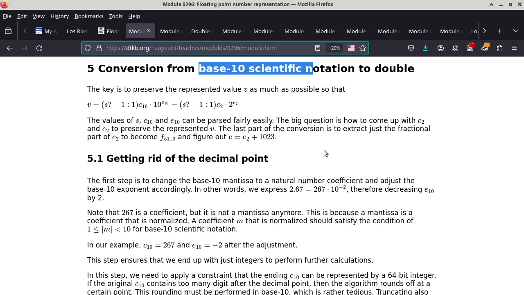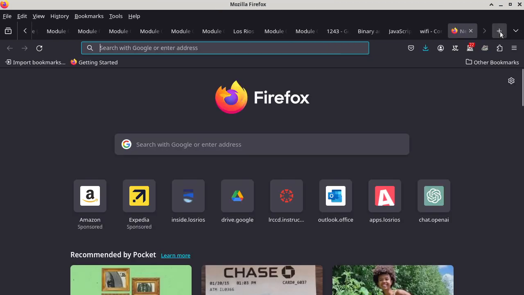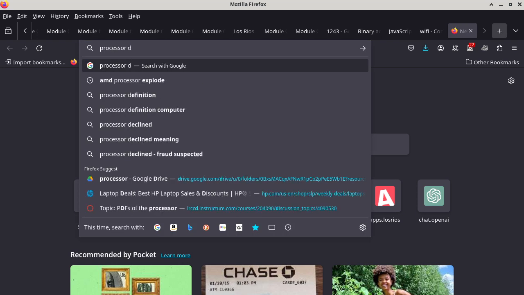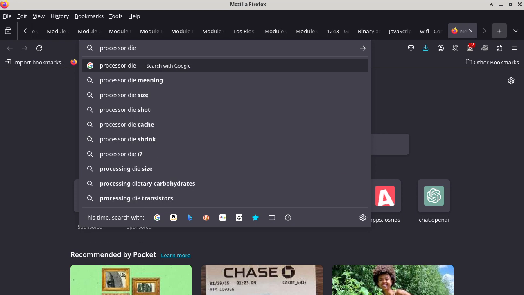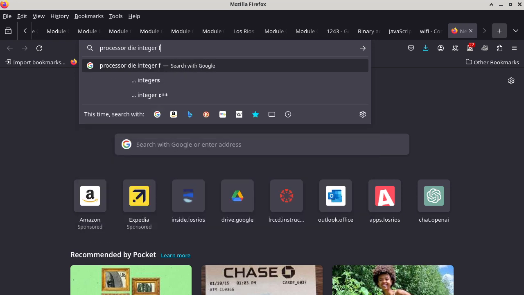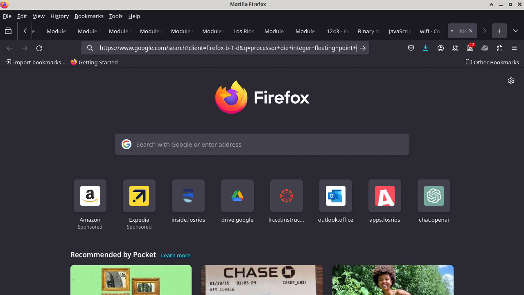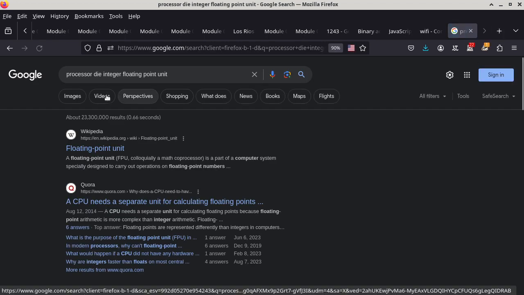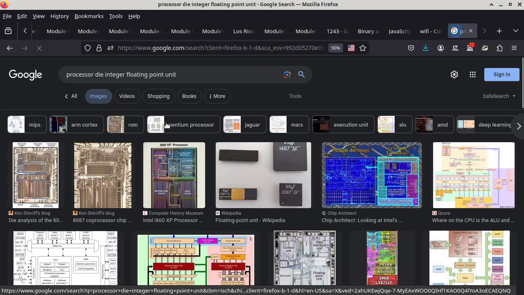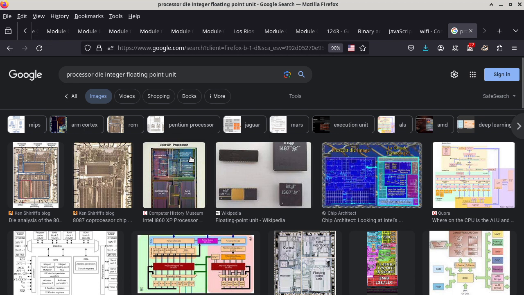So are we doing okay so far? Does everybody understand what I just said? Okay, I think a picture is probably better to illustrate what I mean. If you go onto the internet and search for the CPU die, the processor die, to compare the integer versus the floating point unit, you will see how much space is being used by the floating point units.